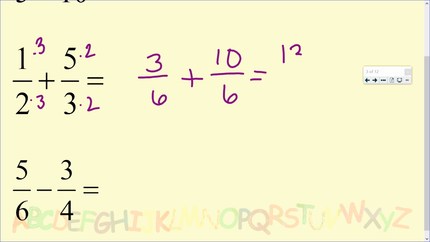13/6. Okay, I want you guys to take a minute with your new partner and try the one at the bottom together. I'll give you a minute. Make sure your answer is reduced completely.